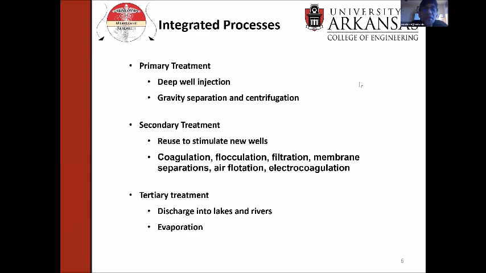Okay, so when you treat hydraulic fracturing flowback water, typically there are various levels of treatment. It's not just one step, it's a number of different steps. So primary treatment, which is typically something like gravity separation or centrifugation, is for deep well injection. So basically one skims off the oil that's on the surface and then deep well injects into some sort of geologically isolated formation. Secondary treatment goes a bit further. The idea is to treat the water sufficiently to re-inject into existing wells or new wells to stimulate new wells.